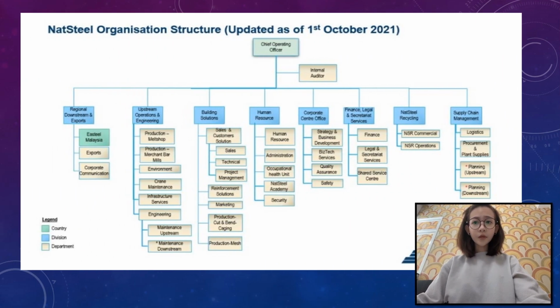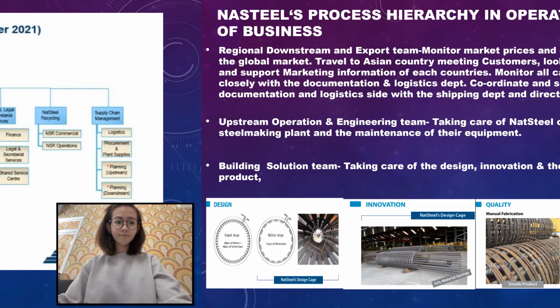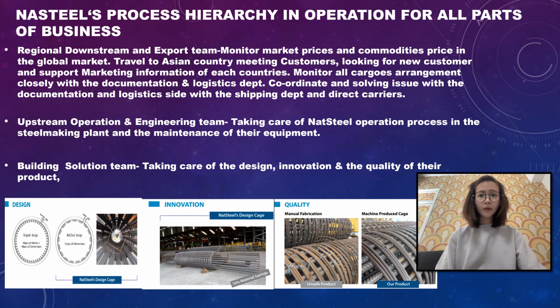According to the diagram above of NATSTEEL's organization structure, this diagram helps the company make their operations smooth and easy. Today, I would like to talk about the NATSTEEL process hierarchies in operations for all parts of the business. The regional downstream and export team is one of the important departments. They monitor the market prices in the global market, bill in different country currencies, and handle documentation and also the logistics side with the shipment departments.